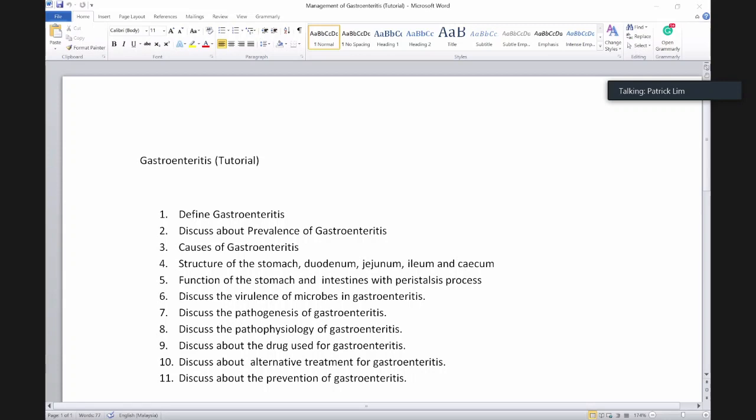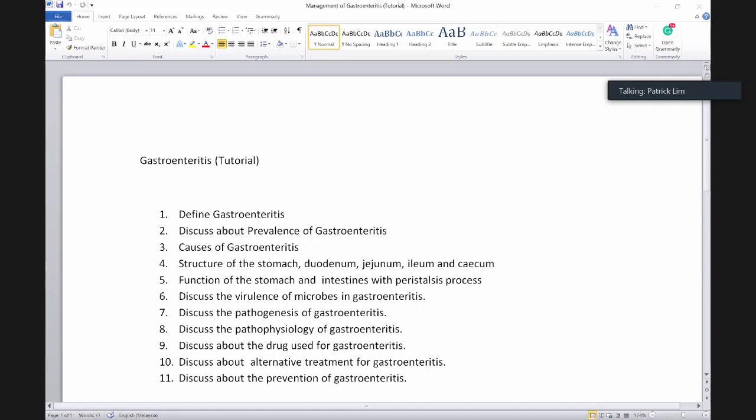Then after that, you need to talk about structure of stomach, duodenum, jejunum, ileum, and cecum, because these are the areas where there are commensal organisms. Commensal organisms are good bacteria that protect our stomach from invasion of toxic or infective microorganisms. That's why one of the drugs that currently we use are called probiotics. Probiotics are microorganisms that work as commensal in our body.